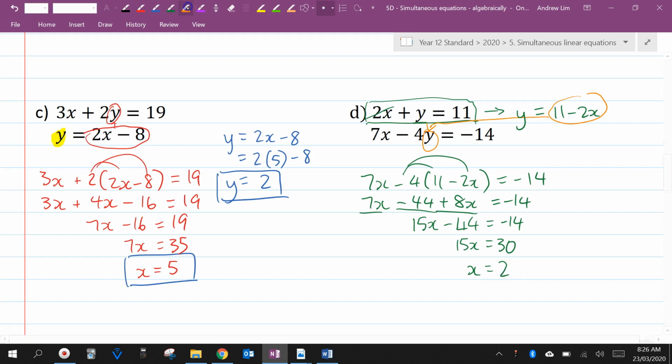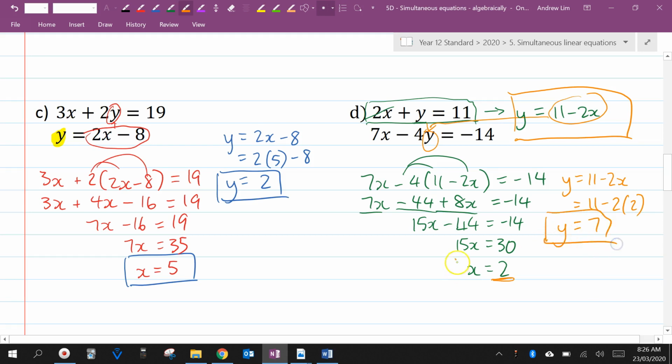We're half done because we need to work out what y is equal to. Well, we have here that y is equal to 11 minus 2x. Because we've worked out that x is 2, we can say y is equal to 11 minus 2 times 2. 11 minus 4 is 7. So we have y equals 7 and x is equal to 2.